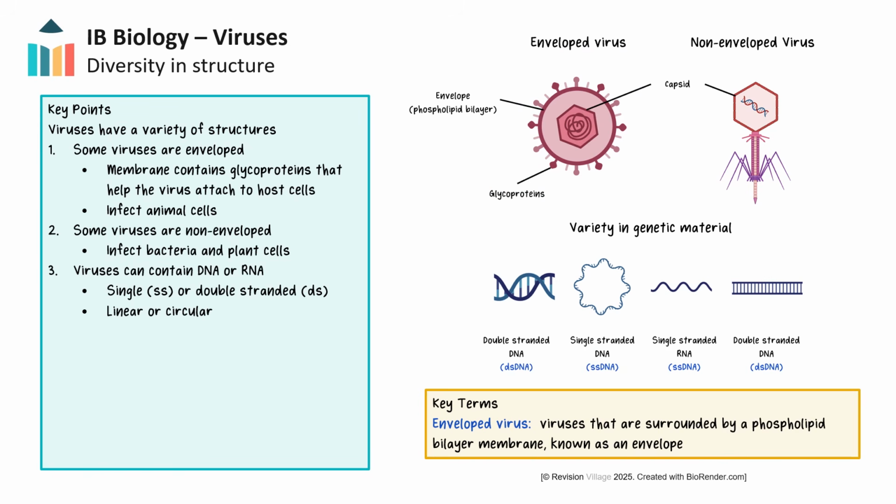Despite the similarities viruses share, they also display large variations in their structures. Some viruses are enveloped, meaning they have an additional outer layer called an envelope, which is made from the phospholipids of the host cell membrane and contains viral glycoproteins that help the virus attach to new host cells. These viruses tend to infect animal cells. Other viruses lack this membrane and are described as non-enveloped. They do not have a membrane that surrounds them, and they tend to infect bacteria and plant cells. The variety of virus structures reflects the wide range of strategies viruses use to infect their hosts.